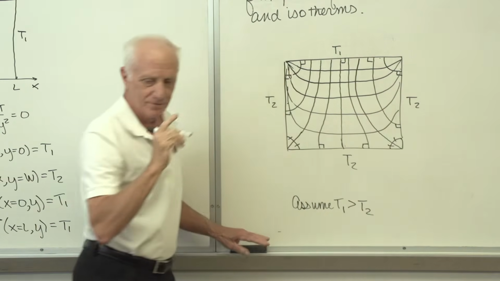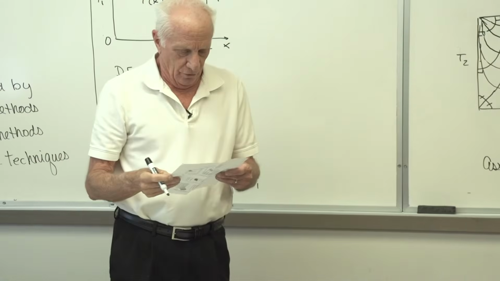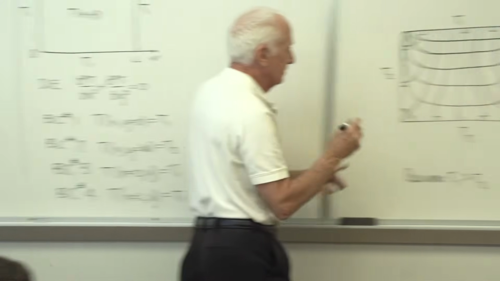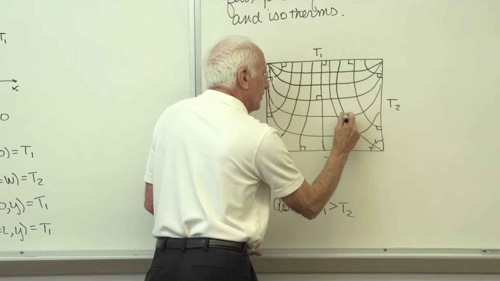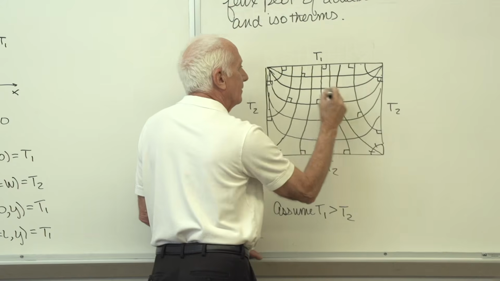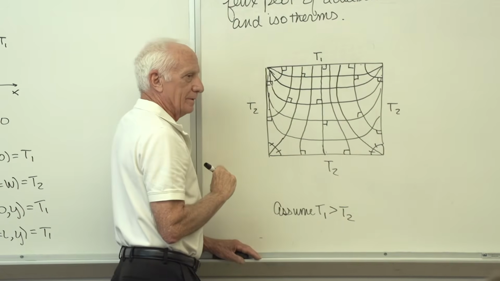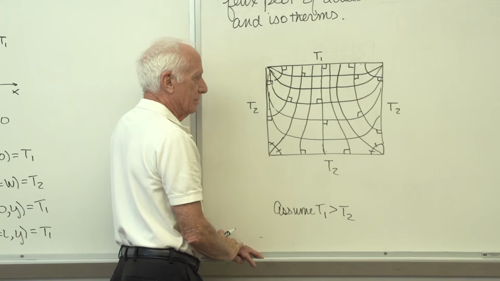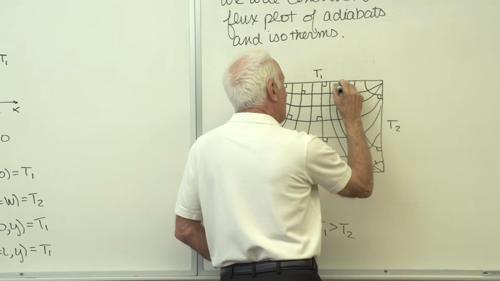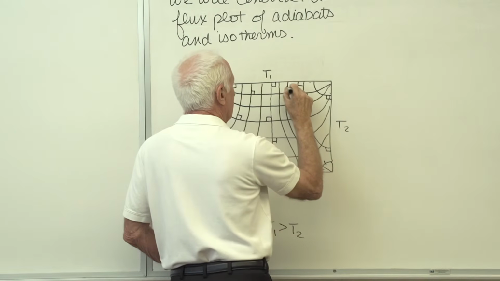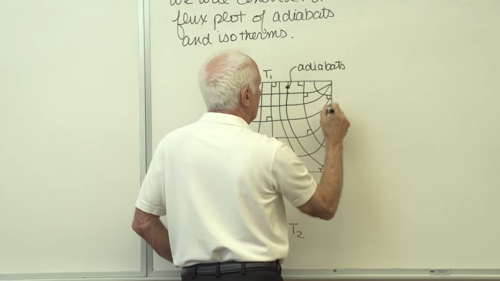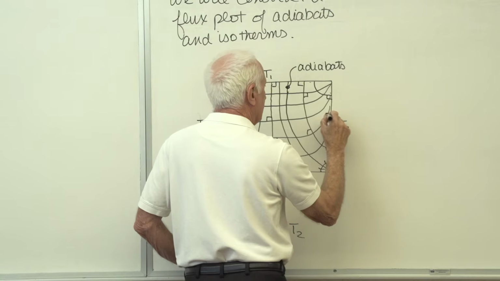Okay, now here's the rule. Rule 3, inside the solid boundaries, the isotherms and adiabats cross at right angles. Right angle, as best you can draw, you know, it's your sketching skills. Right angle, right angle, right angle. They fan out from the corner. These guys are the adiabats. These guys are the isotherms.